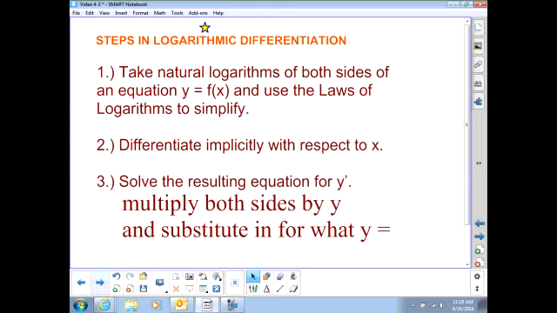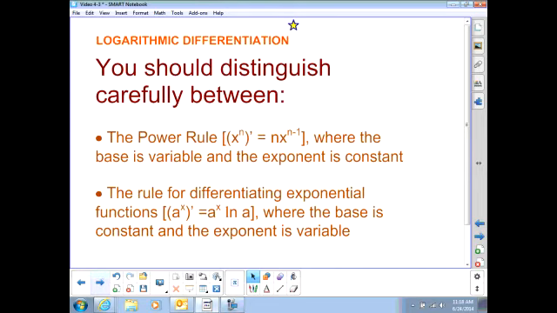Now, sometimes it might say, find the derivative using logarithmic differentiation, and that should click in your head, I'm using a natural log. Other times, you might have to just recognize that it needs to be used. So let's just talk about the different cases and what you should use.